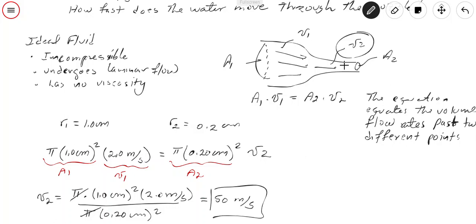It's a very important equation of fluid mechanics, and we're going to be solving a lot of problems involving this continuity equation.